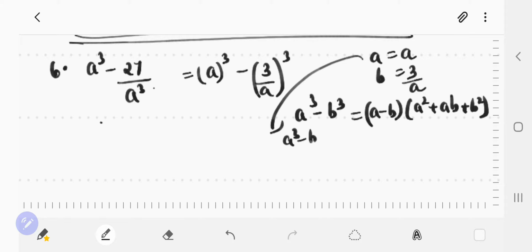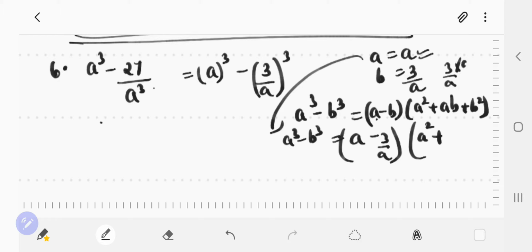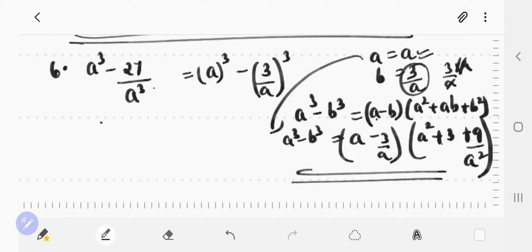The identity of a cube minus b cube is a minus b. a is a, b is 3 upon a. a square means its square, a square. a into b means 3 upon a into a, so a cancels with 3. And b square means the square of b, so this will be 9 upon a square. So that's your final answer for this. Clear?